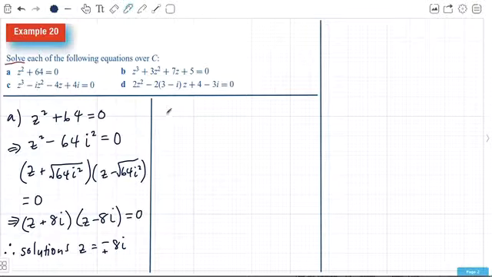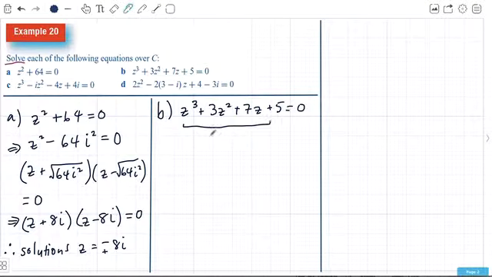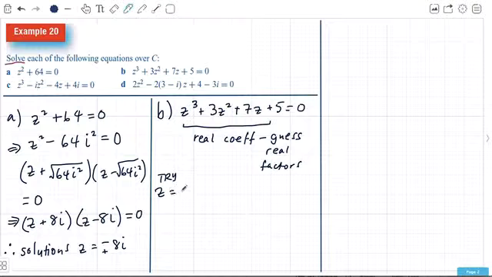Okay, the next one here, b, you can see that b is a cubic, which is a bit of a bummer because that means it's a bit long. But what we can do, you can see that these are all real coefficients. So we can effectively guess one of the real factors. And with this one, just looking at this, you'd have 1 plus 3 plus 7. That won't work with a positive. Let's try a negative. So let's try z equals negative 1.